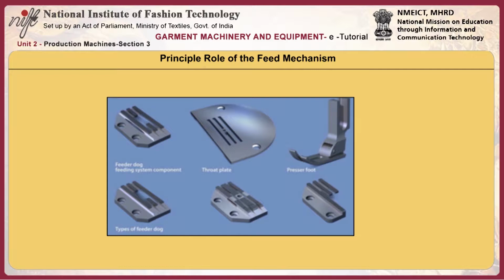Now on to the principal role of the feed mechanism. The feed mechanism is essentially a transportation device for repeatedly moving the material being stitched from one stitch position to the next at regular intervals. The feed system is made up of the following components, which are often referred to as the fittings because they fit together as a component set. Feed dog, pressure foot.